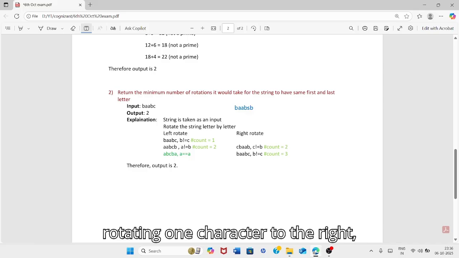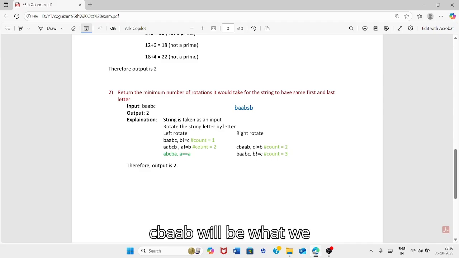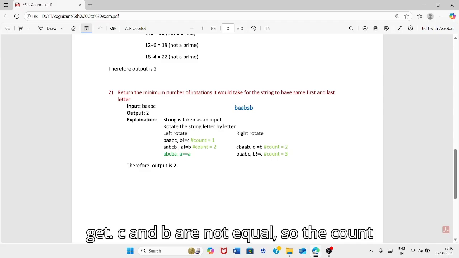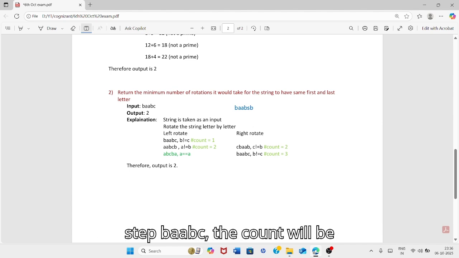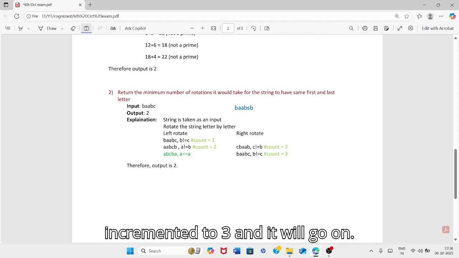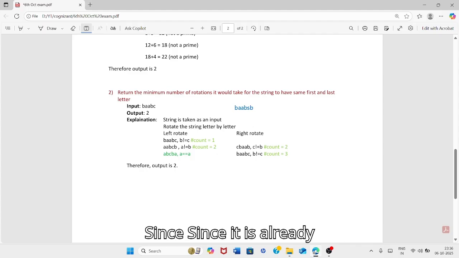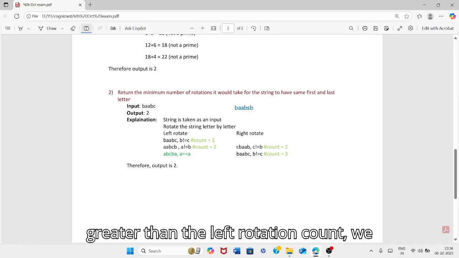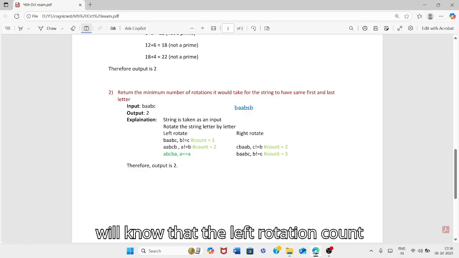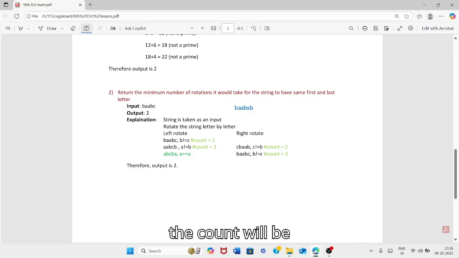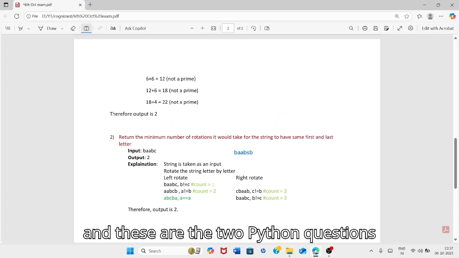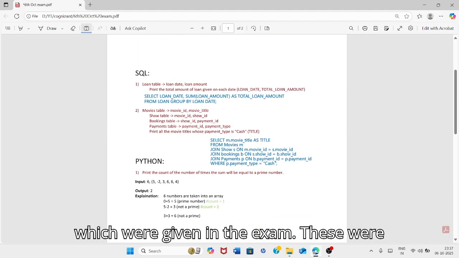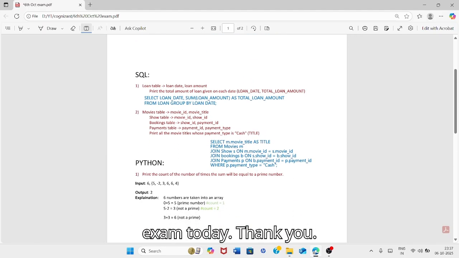After rotating one character to the right, C, B, A, B will be what we get. C and B are not equal, so the count will be incremented to 2. In the next step, B, A, B, C, the count will be incremented to 3, and it will go on. Since it is already greater than the left rotation count, we know the left rotation count will be less. So the count will be 2, and that will be taken as the output. This is actually very easy, and these are the two Python questions which were given in the exam. These were the exact questions which I got in the exam today.